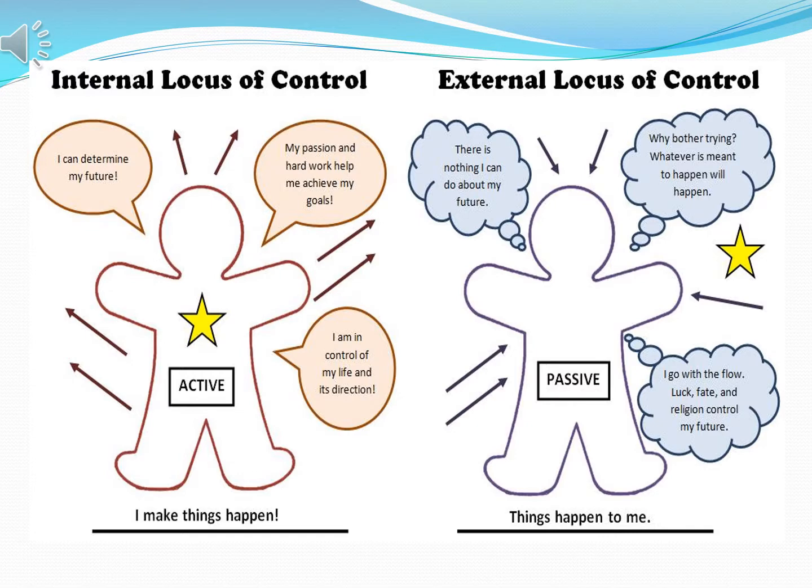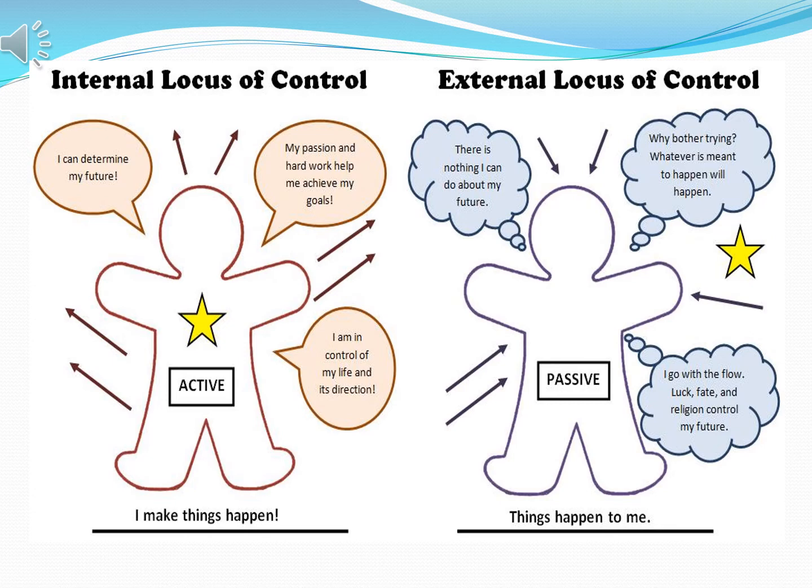This is a pictorial representation of internal locus of control and external locus of control. If you see internal locus of control, they are active people. Their slogan, their punchline, is: I make things happen. I can determine my own future. My passion and hard work help me achieve my goals, and I am in control of my life and its direction. So they think they are in total control.